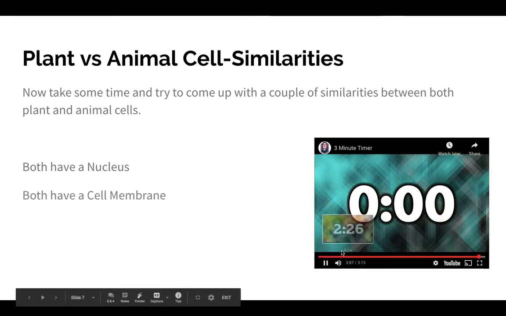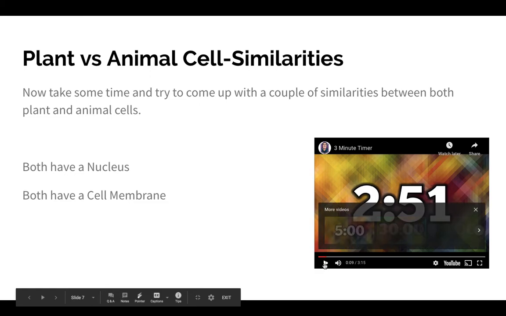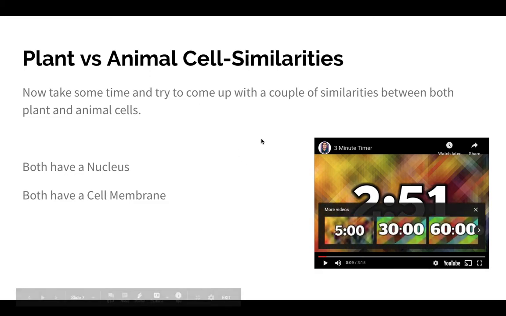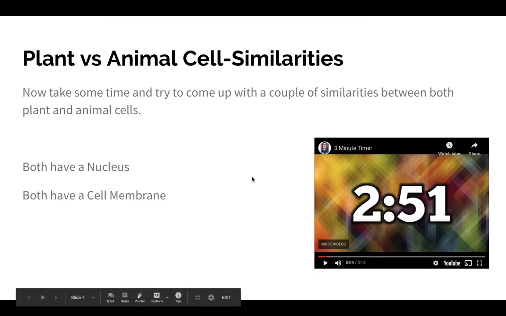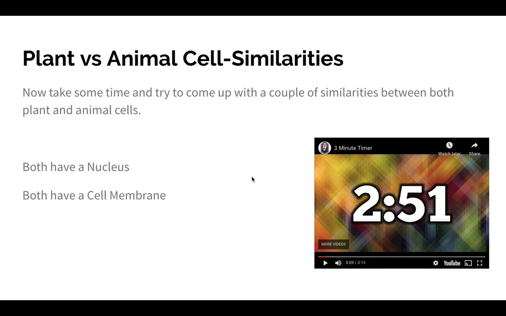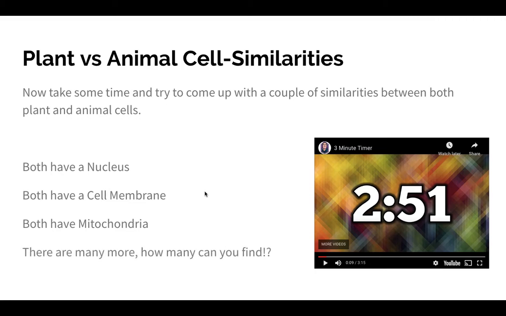And as usual, if you need some more time, feel free to take it and unpause the video whenever. So, as I kind of spoiled when I was trying to get to the timer, they both have a nucleus, both have a cell membrane, both have mitochondria, and there are many more. Let's see how many other similarities you can find between the two.